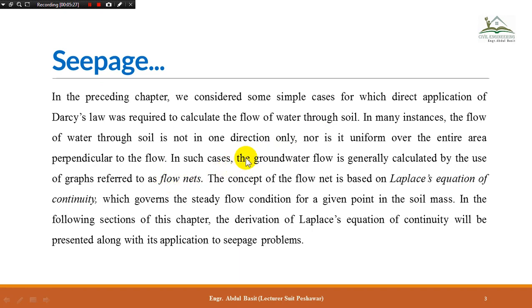As the water flow through the soil sample is not uniform in all the directions, and not uniform throughout the area that is perpendicular to the flow, there is a need for a new type of calculation, that is flow nets. The concept of the flow net is derived from the Laplace equation of continuity. So we will derive this Laplace equation, discuss its applications, and then work on some problems on the seepage phenomena and the Laplace equation.